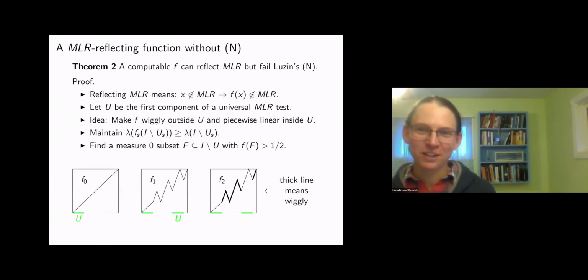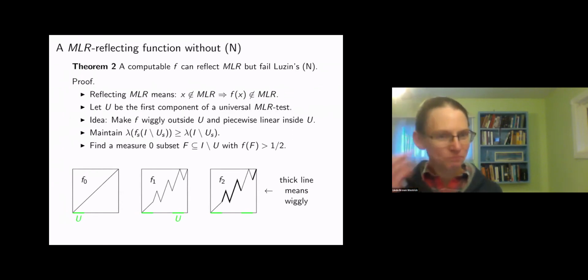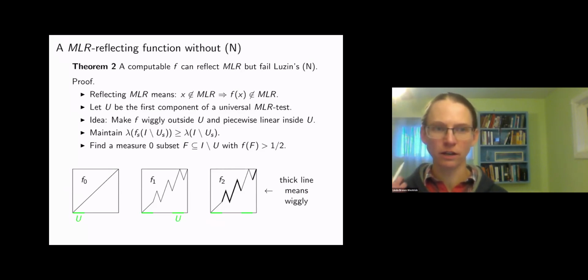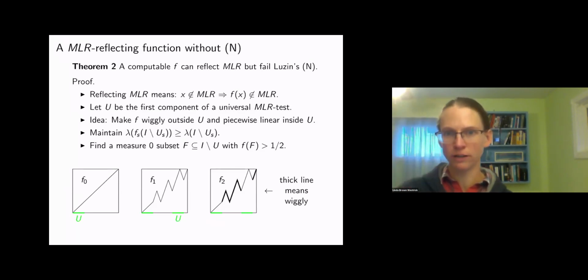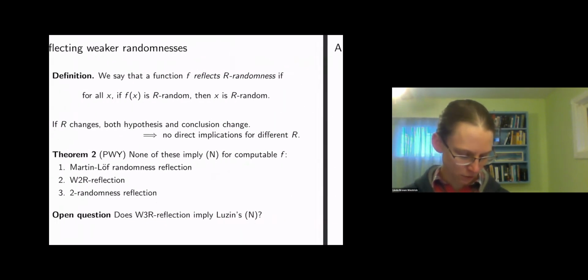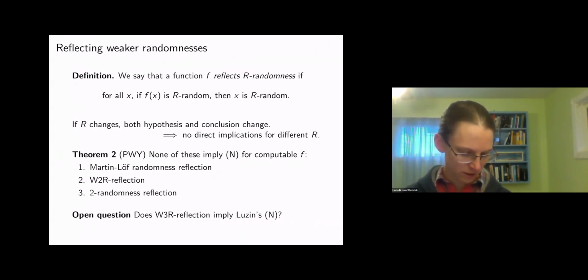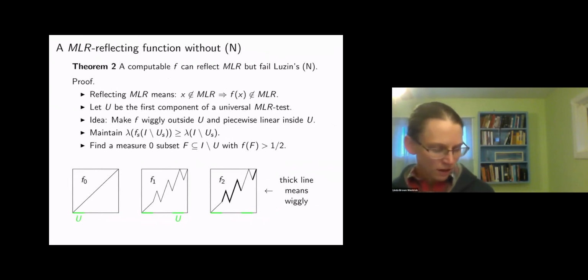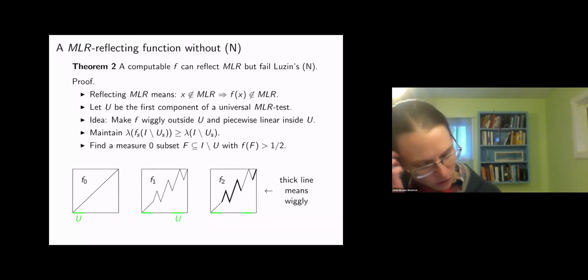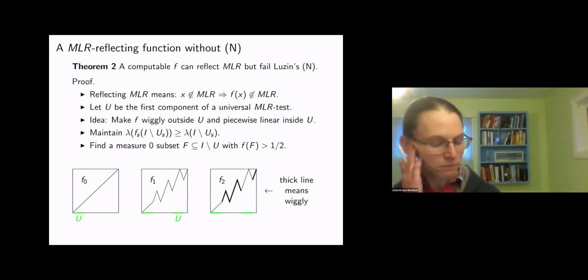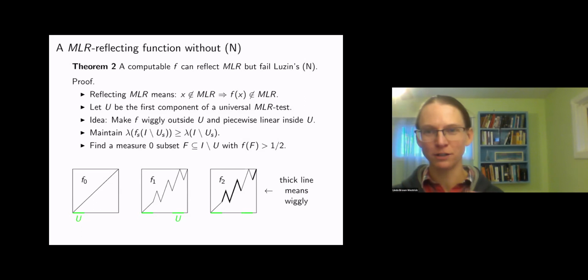All right, so let's talk about how this theorem is proved. I'm just going to show one special case: how to show that a computable function can reflect Martin-Löf randomness while failing N. The theorem says you can reflect this randomness and this randomness and this randomness all while failing N, but I'll just show you Martin-Löf. So what it means to reflect Martin-Löf randomness is that every non-Martin-Löf random has to be mapped to a non-Martin-Löf random.